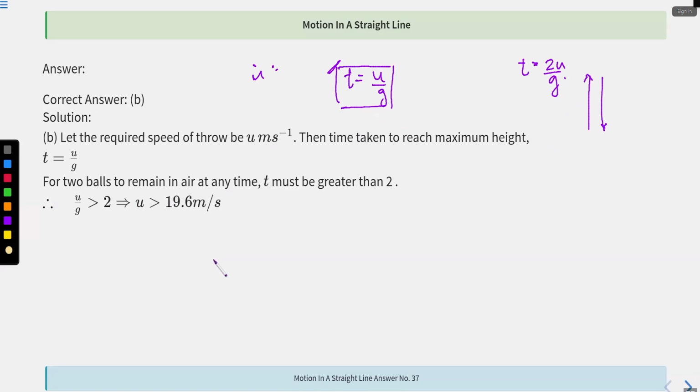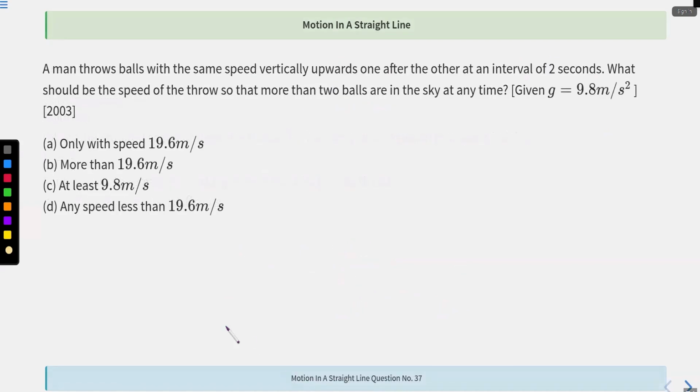So if two balls remain in the air at the same time, this means that u by g should be greater than 2, correct? For two balls. This says that u is greater than 2 into g. Let's say that g is around 9.8, which says that u should be greater than 19.6 meter per second, which is also approximately greater than 20 meter per second. Okay. So in the previous one, it should be more than 19.6 meter per second.